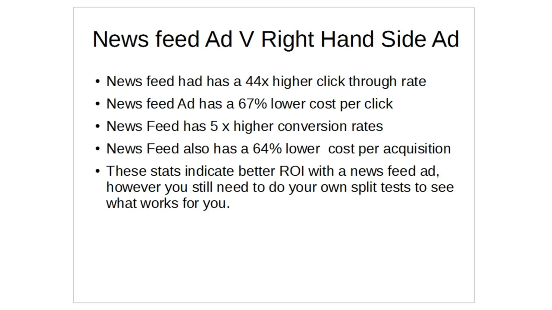So one of the split tests I would strongly suggest you run is a split test between a newsfeed ad, a right-hand side ad and a mobile ad, and see which placement is more susceptible to your audience, which one they like better and which one they respond to better.